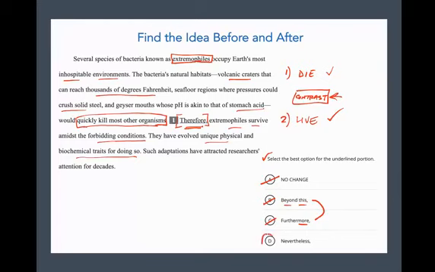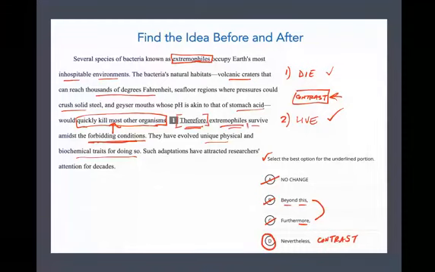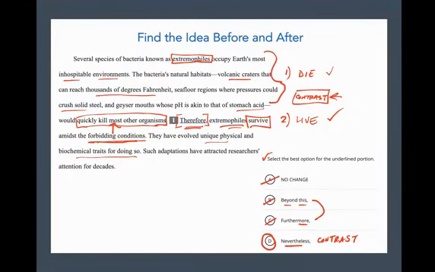Aha. I want nevertheless, choice D. Nevertheless is definitely a contrast word. After they list all the bad conditions, forbidding conditions that kill most other organisms, the next idea is that the extremophiles survive. Nevertheless, meaning even though I had all these bad conditions, these bacteria still survive. So nevertheless is the correct transition here.